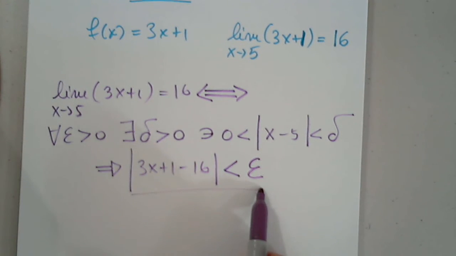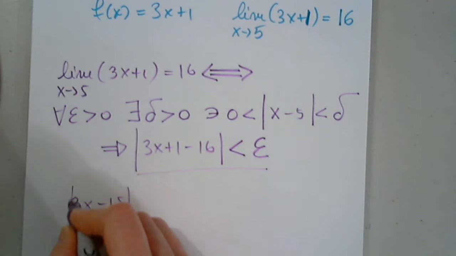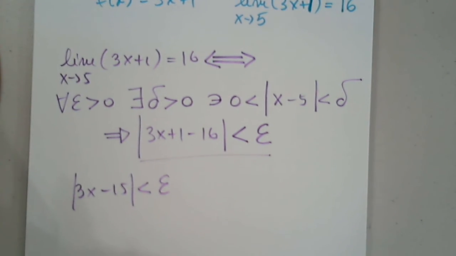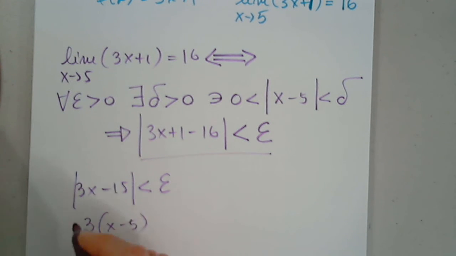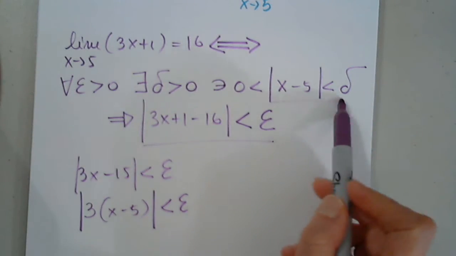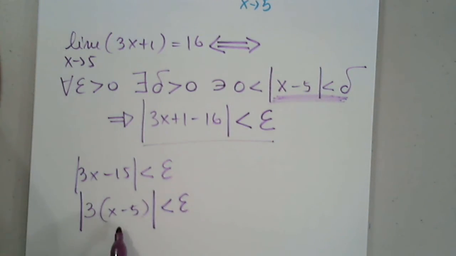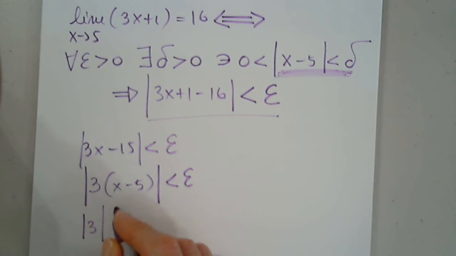So I start here. 3x minus 15 less than epsilon. Factor out 3, but I have to write it like this first. Remember, this is what I'm after. This is what I want here. I have to show the property. This is mandatory.